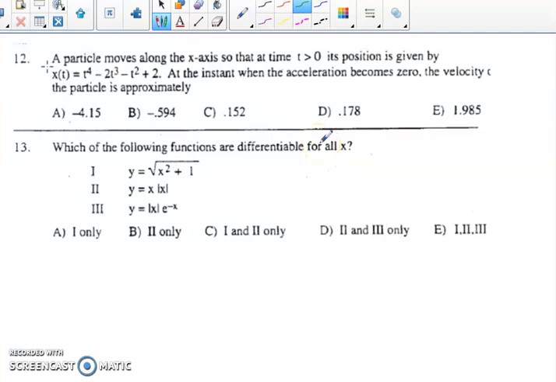All right, two more multiple choice problems. First one is particle motion, which they give us the position of a particle such that time is greater than 0. And they're asking us that when acceleration becomes 0, the velocity is what? So we need to find the second derivative and find when that equals 0.